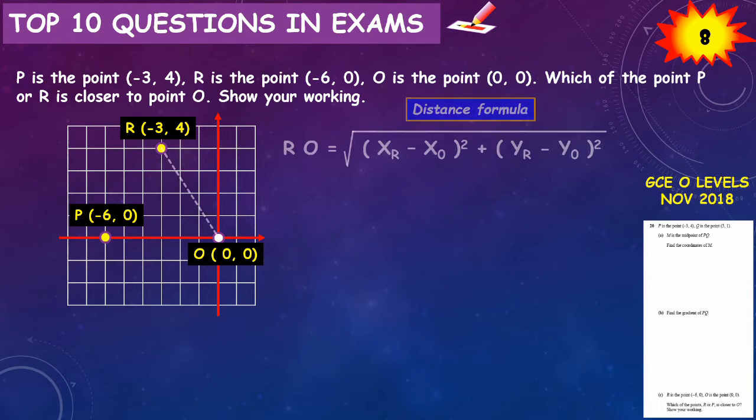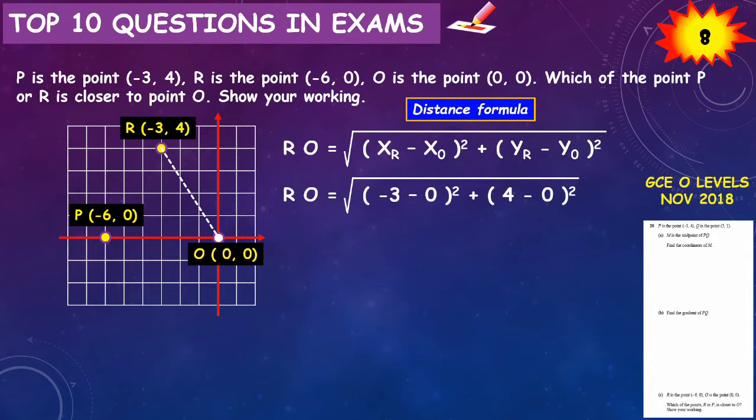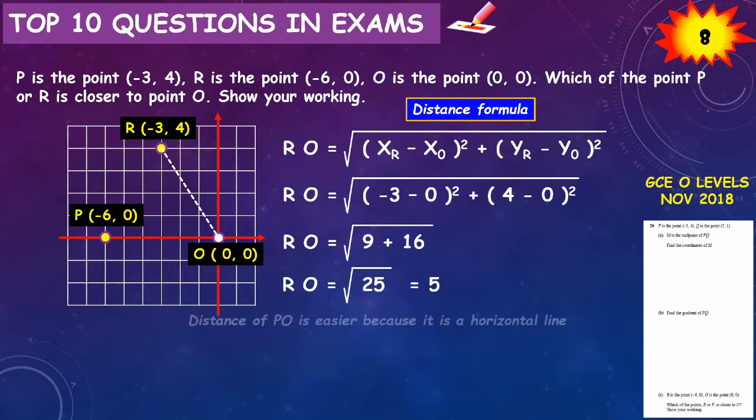We first find the distance PO, for which we use the distance formula. Substituting the values -3 and 4 and also 0, 0, we will get the answer of 5. Since line RO is actually a horizontal line, we just need to take 0 minus -6 to get the distance. So R is closer to point O. Number 7.